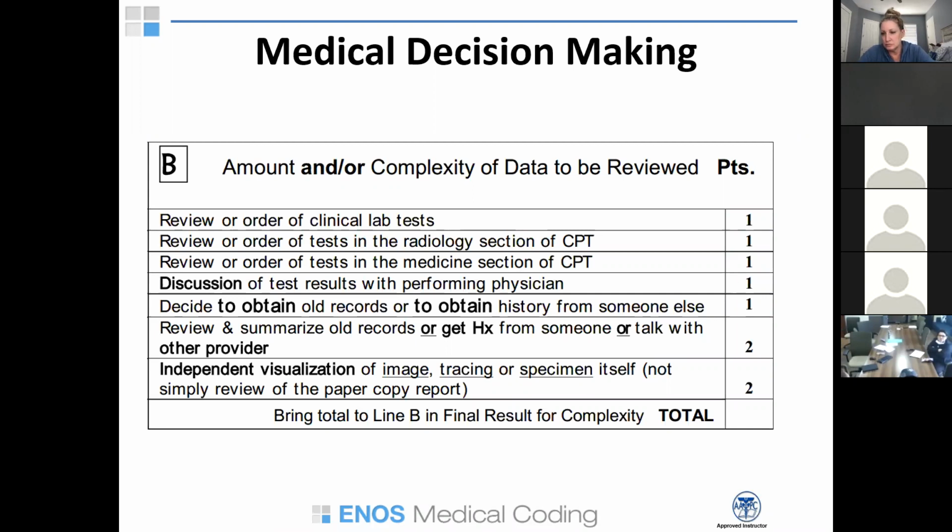When you summarize old records or personally view an image, tracing, or specimen and document what the findings were, those are 2 points each for data points. And that can be important in some specialties to add up to the complexity of medical decision making.